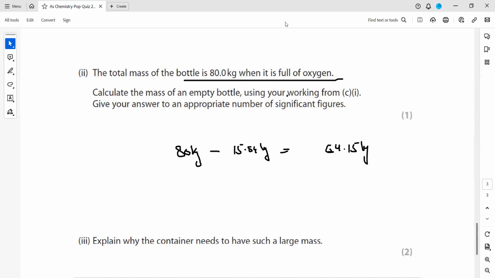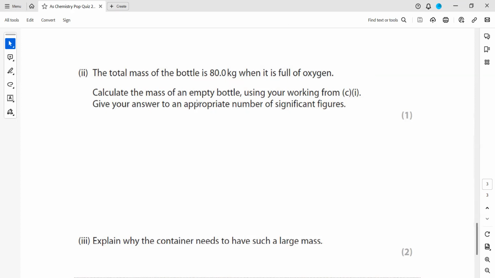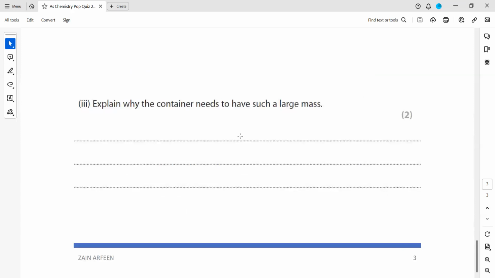Then explain why the container needs to have such a large mass. What is the reason? The container is holding the liquid oxygen, and due to temperature the liquid oxygen may convert into a gas, and the pressure might increase as well. So the container must have thick walls, so it can hold the high pressure. That's why the mass must be more.